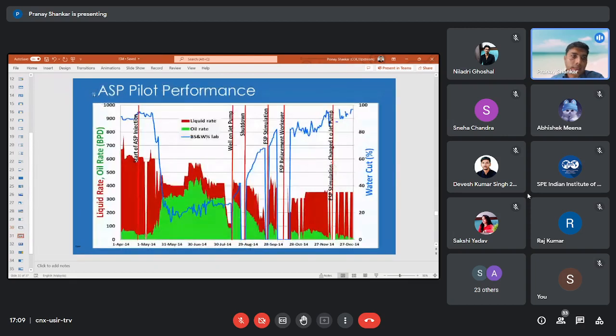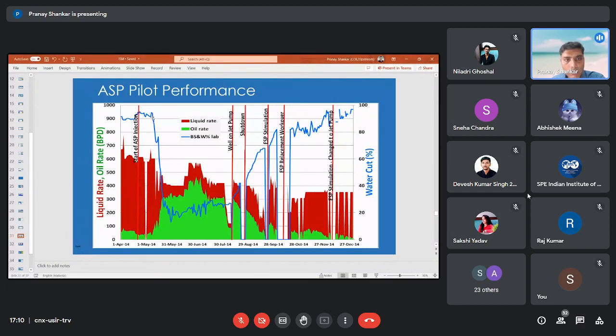And this is again, once you have the polymer pilot, then we also went for an ASP pilot. And you can see when we started ASP, our oil rate was close to 100 barrels in the pilot area. And once we started the ASP, slowly the water started going up, and water and the liquid rate was stable. And this blue line is your water cut.